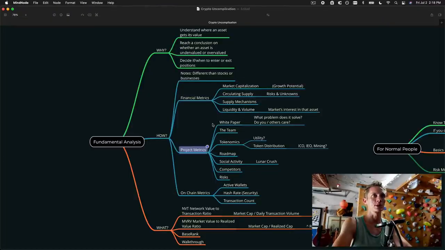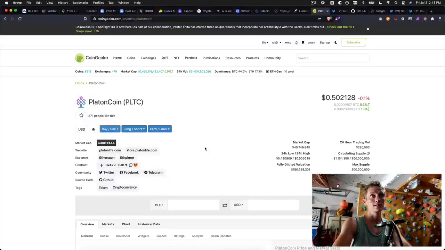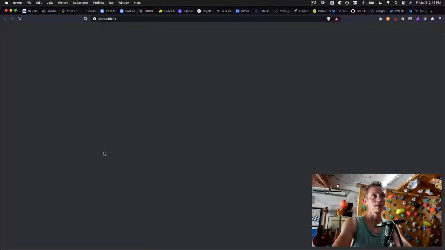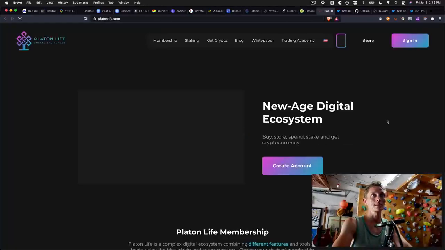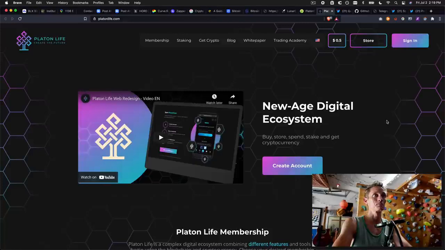Let's look at the project metrics. I think this is more interesting. Again, like we're going to buy a restaurant: who's the chef? So let's start here and go to the website of this project, and let's use our eyes and ears and gut to tell us what we think. Right off the bat, it looks nice. It looks like they've actually put some time into creating a presence for this.